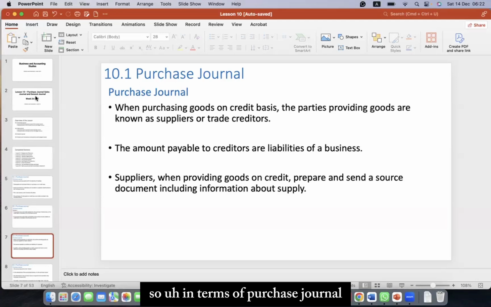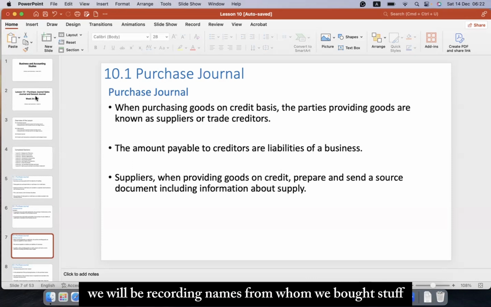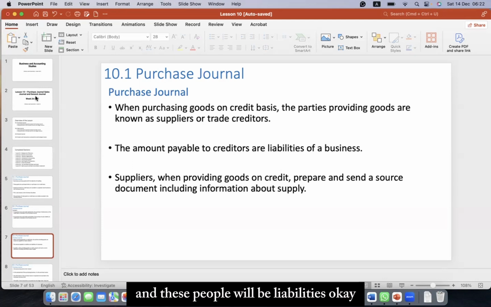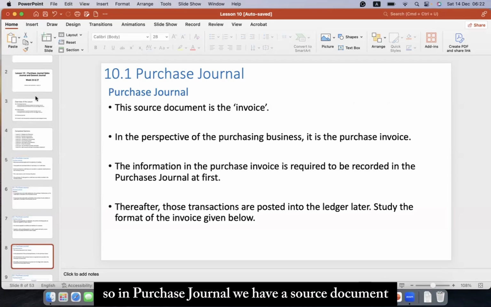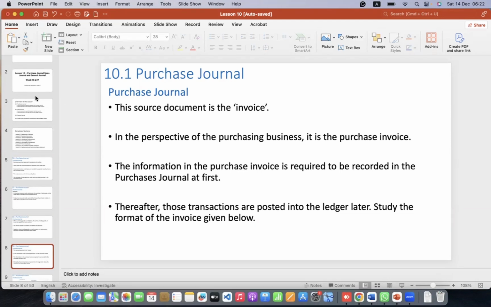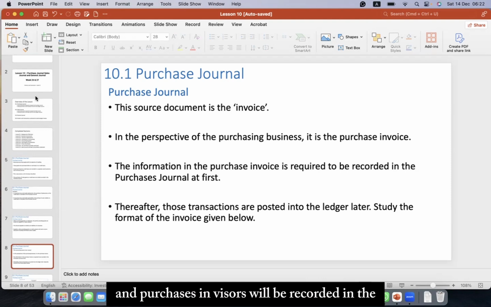In terms of the purchase journal, we will be recording the names of those from whom we bought stuff, and these people will be liabilities. The amount that is payable is a liability to the business. And then about the source documents. In the purchase journal, we have a source document. We call it an invoice, and since it is the purchase journal, we call it a purchases invoice. So this information and purchases invoices will be recorded in the purchases journal at first.